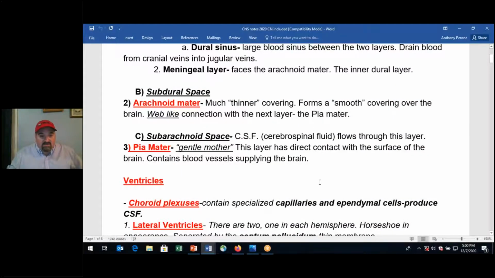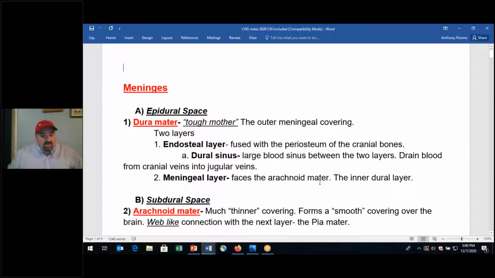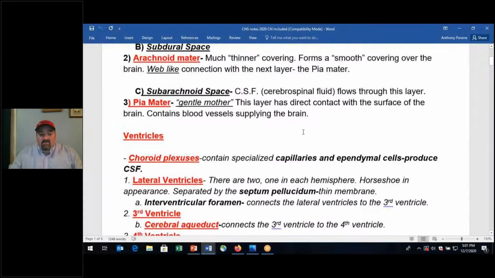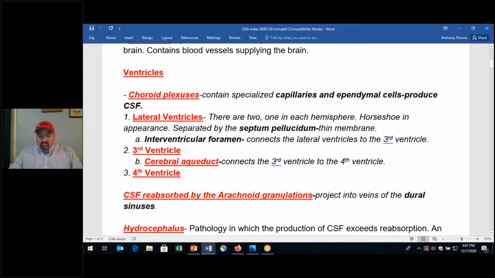So let's come back to the notes here. Again, I would ask that you please review these notes, rewrite and take notes from them, highlight, and create flashcards so that you're understanding and knowing the meninges. But now also see here as far as the ventricles.